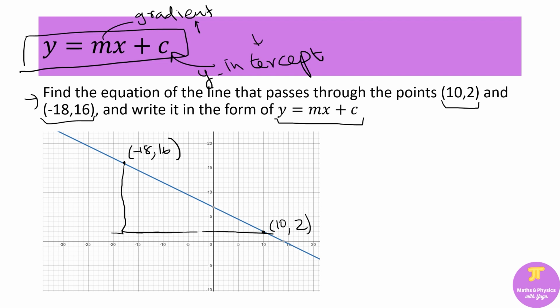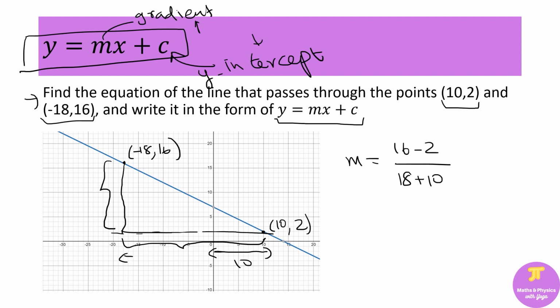So you are able to find the gradient. The gradient of this line is this height, which is 16 minus 2, over the width of this triangle, which is 18 plus 10, because from here to here is 10 units and from here to here is 18 units. So it's going to be 14 divided by 28, which is half. However, this gradient is negative because this line is going down, so we'll put a negative.